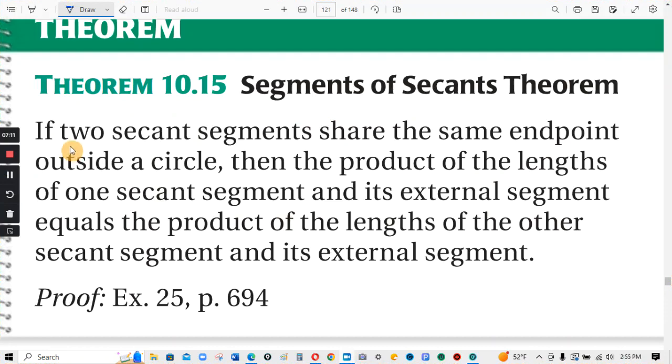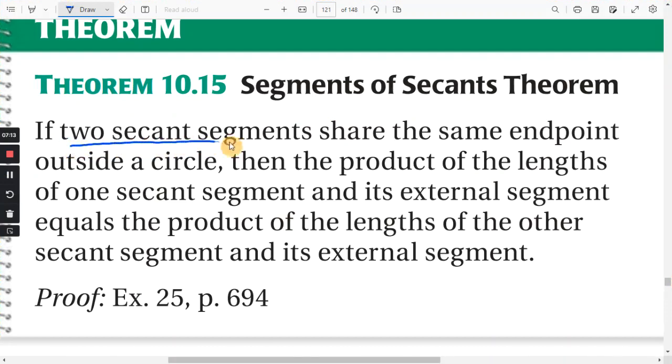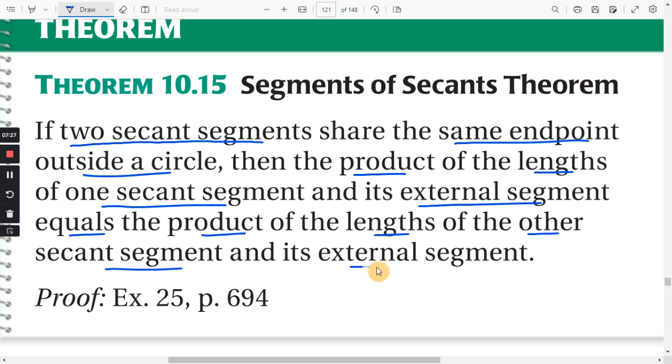All right, if 2 secant segments share the same endpoint outside a circle, the product of the lengths of one secant segment and its external segment equals the product of the lengths of the other secant segment and its external segment.